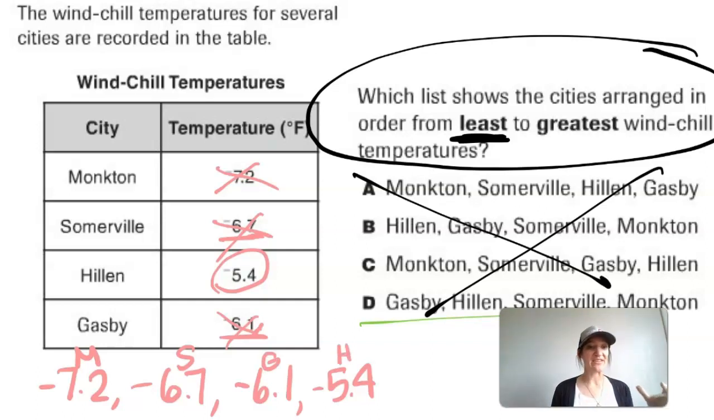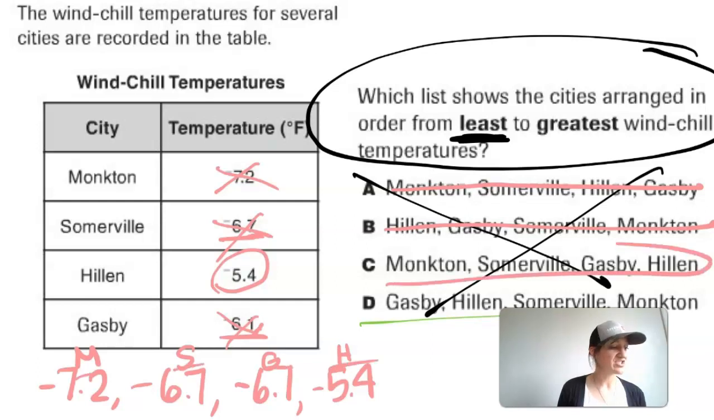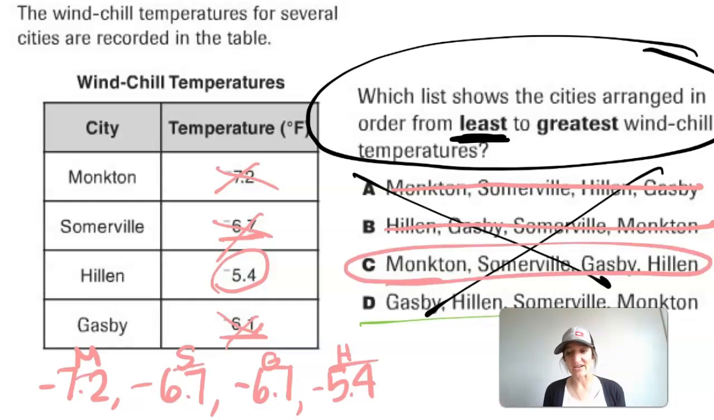Now that I know the answer, now I can match the answer. And it's not A or B. I want MSGH, MSGH. That is the correct answer.